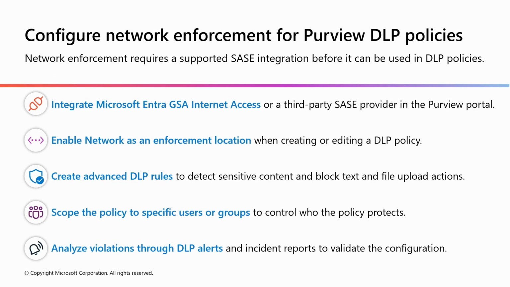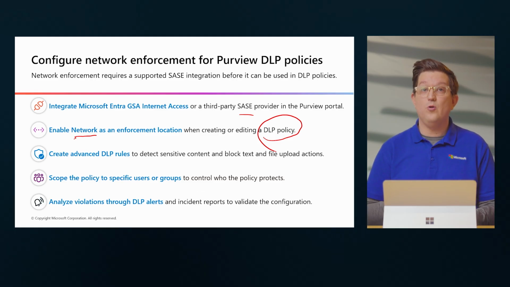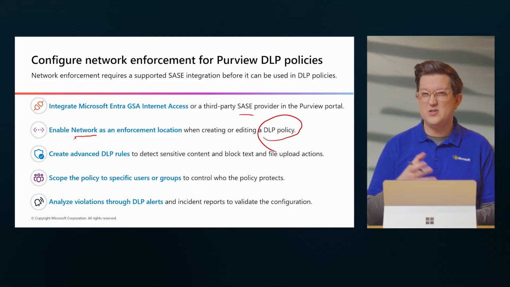Last piece is just to think about the actual configuration steps. So let's talk about where we enforce it, and then I'll talk about where it kind of fits within our broader DLP structure, because this is an augmentation. First, we need a SASE provider, so make sure you've got something that allows for that context there. Microsoft Entra GSA Internet Access is a common one within the Microsoft ecosystem. We need to actually enable network as a DLP policy control. This is part of the setup and something you saw when we were going through and creating DLP policies earlier.